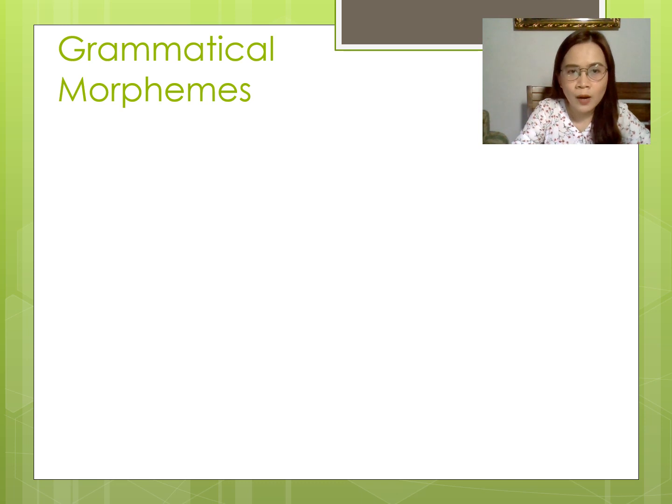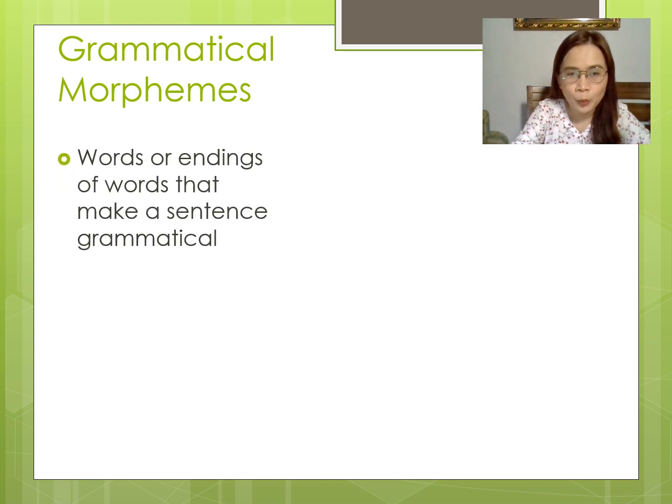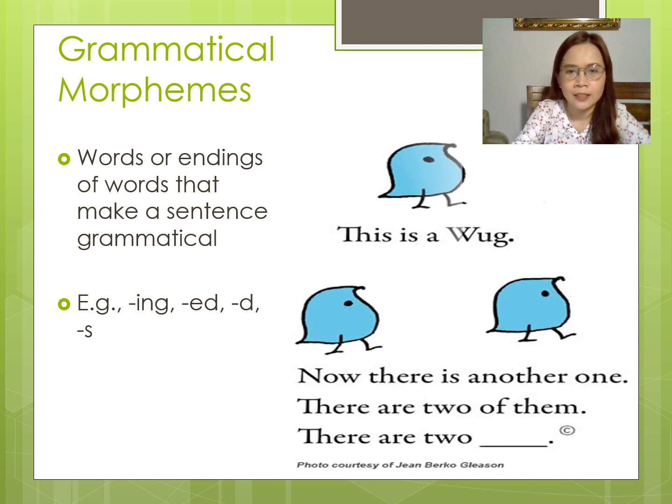And then we also have the grammatical morphemes, words or endings of words that make a sentence grammatical. Tulad ng ing, ed, d, or s. Yan. So, this is a wag. Now, there is another one. There are two of them. There are two blank. So, ang sagot dapat dyan ay wags. Diba? Lalagyan natin ng s. So, there are two morphemes na. No, may wag, nag-iisa, at merong wags, mas madami. Two or more. So, grammatical morphemes.